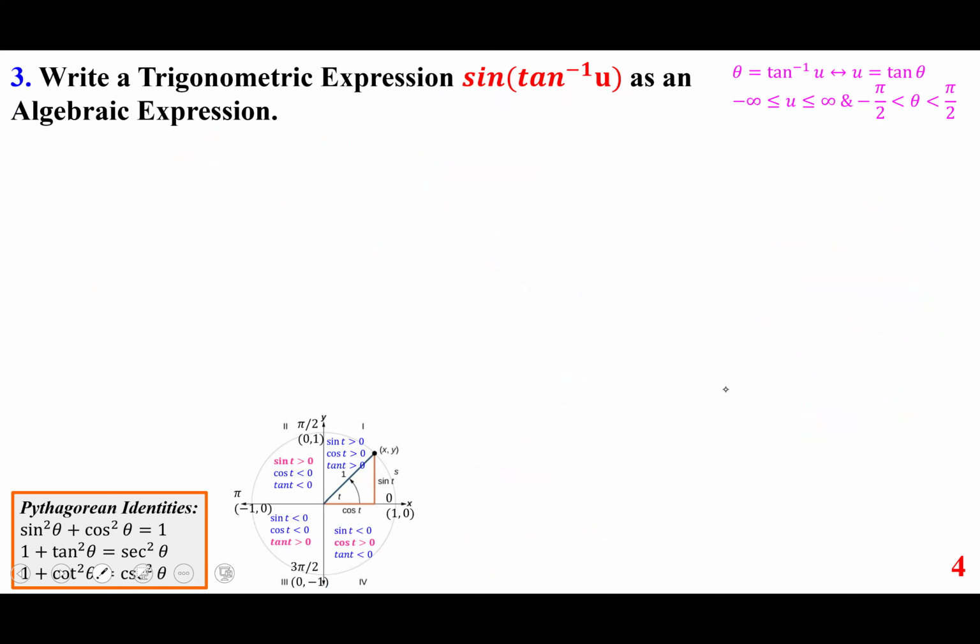Write a trigonometric expression sine of tan inverse of u as an algebraic expression. Tan inverse of u, you let it be something: alpha, beta, gamma, theta. When you do that, by definition of tan inverse, tan of theta becomes u. So you have this one as theta. So what are you looking for? Sine of theta. I hope you recognize this as sine of theta.